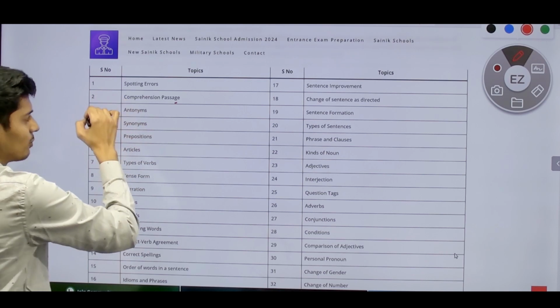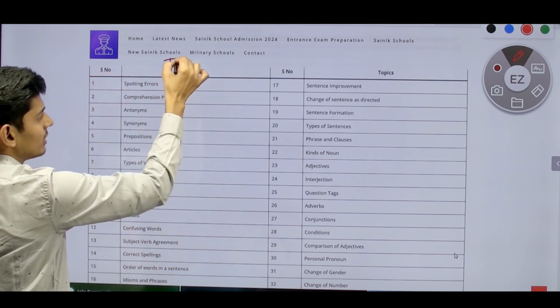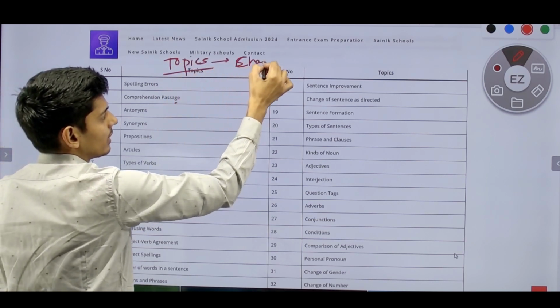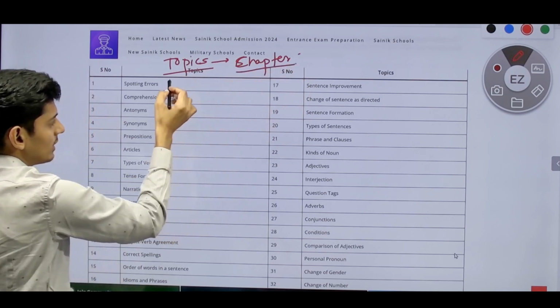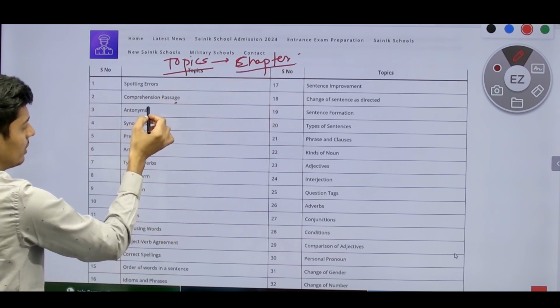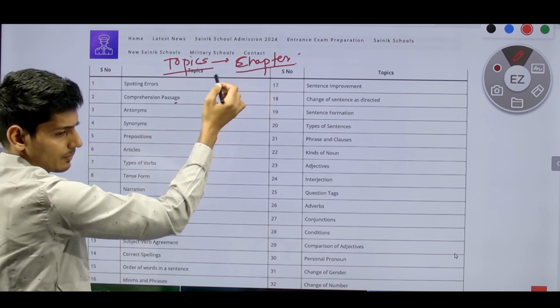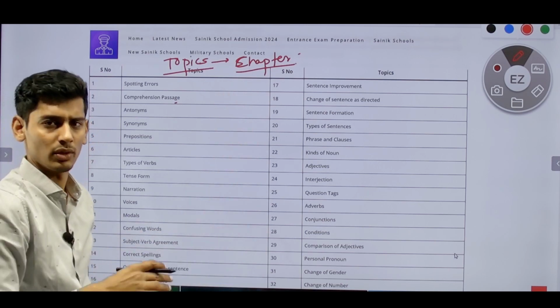Okay, so there is a possibility that these chapters contain 2 to 3 topics. There is a word which is topic and there is a separate word which is chapter. So topic is a subset of chapter. There is a possibility that, for example, topic number 3 antonyms and topic number 4 synonyms are part of one single chapter. Okay, so don't get disheartened that you have to do so much. No, you don't have to cover so much.